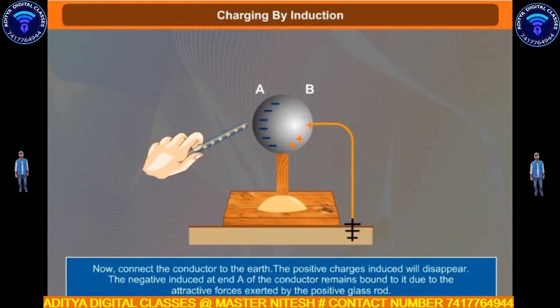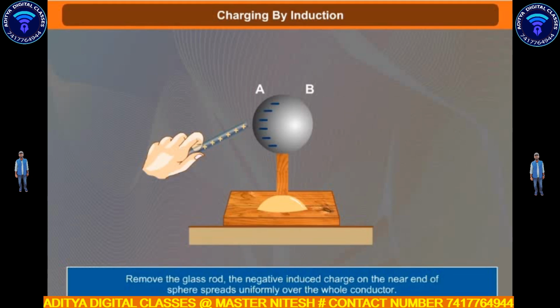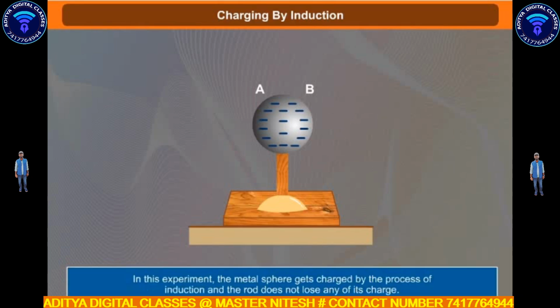The negative charge induced at end A of the conductor remains bound to it due to the attractive forces exerted by the positive glass rod. Disconnect the conductor from the earth, keeping the glass rod still in its position. The end A of the conductor continues to hold the negative induced charge. Remove the glass rod. The negative induced charge on the near end of the sphere spreads uniformly over the whole conductor. In this experiment, the metal sphere gets charged by the process of induction and the rod does not lose any of its charge.